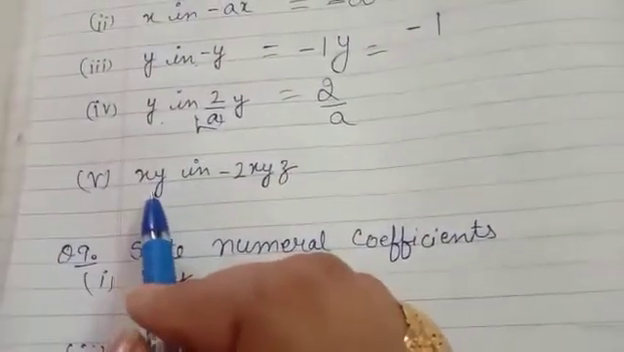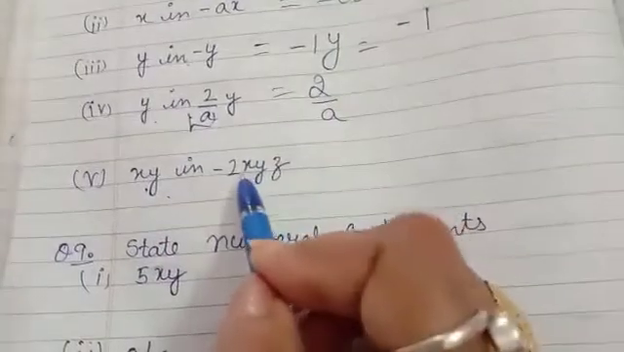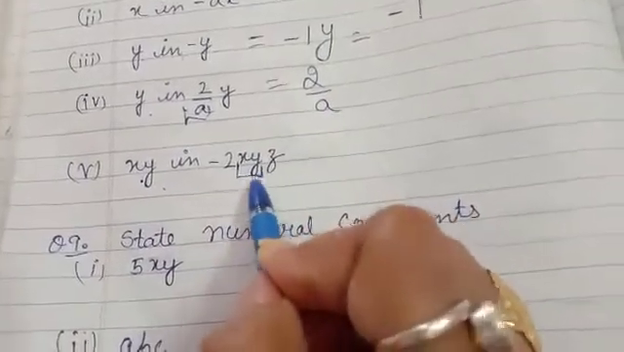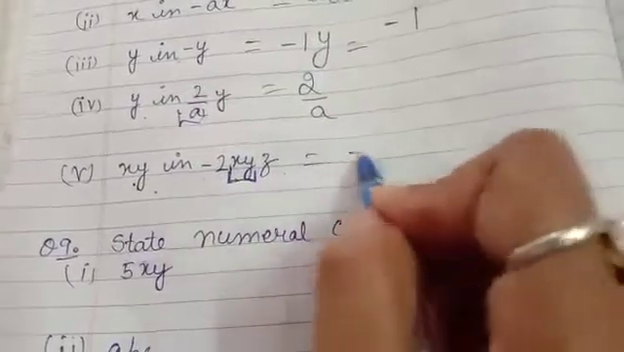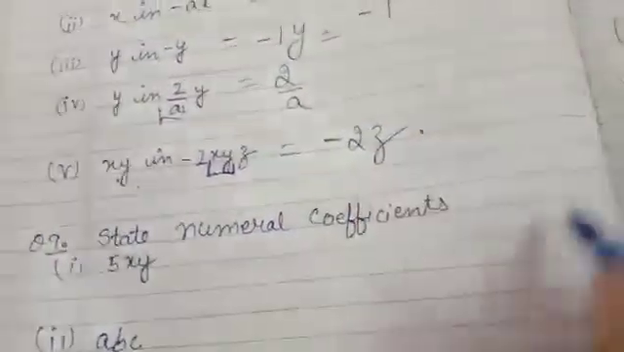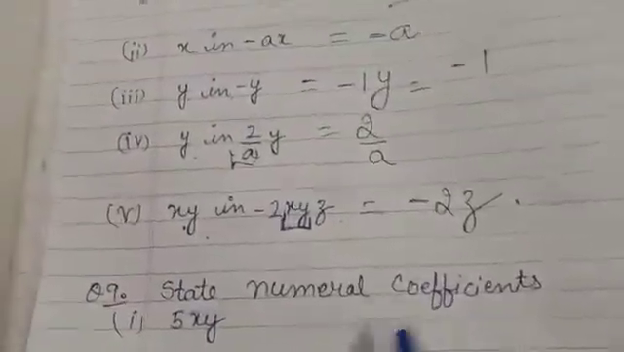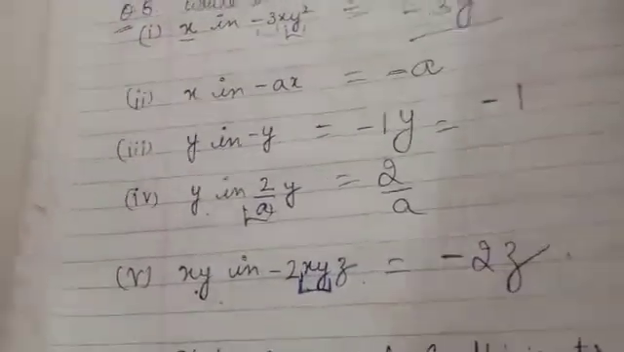Coefficient of xy. So we will consider both x and y, and what will be the coefficient? The remaining things: minus 2z. Okay beta, I have done question number 8. I have done the first 5 parts, the rest you can do by yourself now.